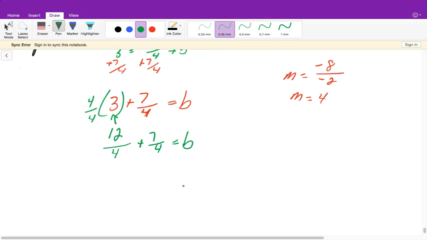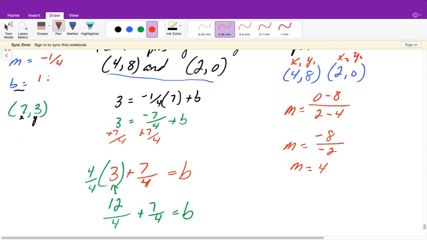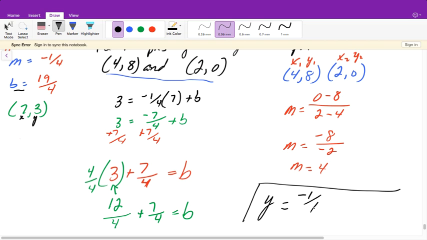All right, and then we will add these together. Well, 12 plus 7 is going to give me 19 over 4 is then equal to b. So then, now that I know what my b is equal to, I just need to go ahead and rewrite this as my final equation of y is equal to negative 1 over 4x plus 19 over 4.